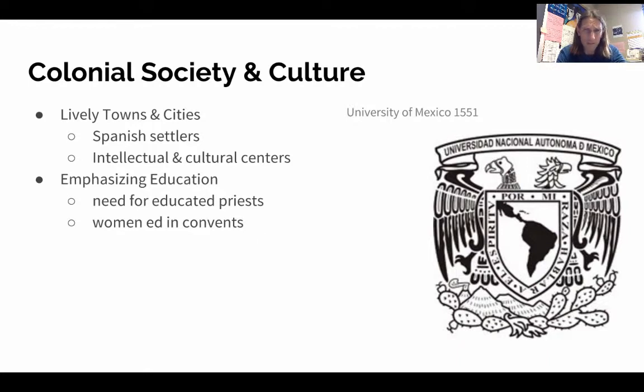The other part of this is towns and cities play a very important role. So that's where the cultural centers are. And so the University of Mexico is set up pretty early on. That's where the vast majority of Spanish settlers moved to, the cities, not out in the boondocks and the sticks. And there's a big emphasis on education. And that's why the University of Mexico was built.